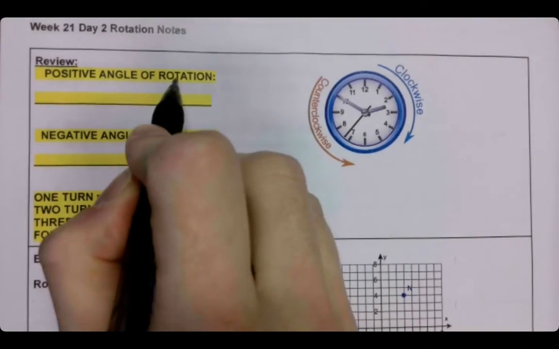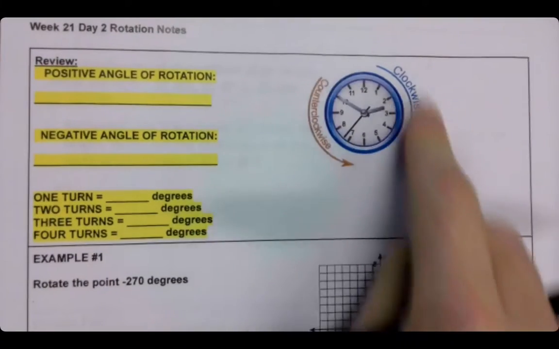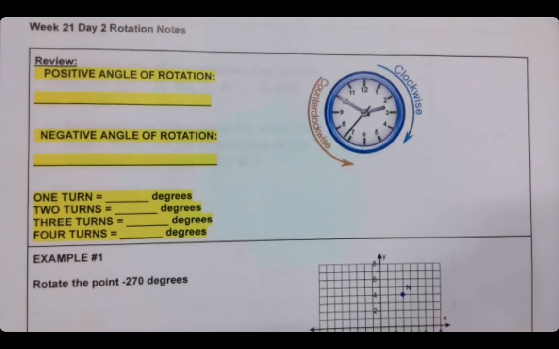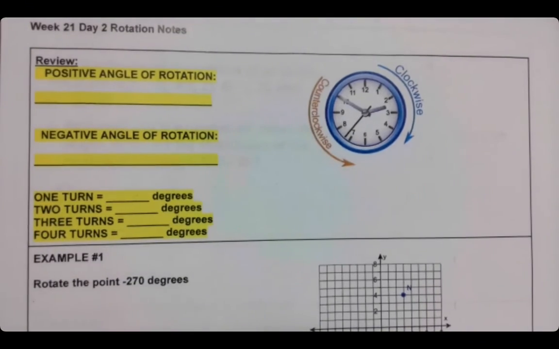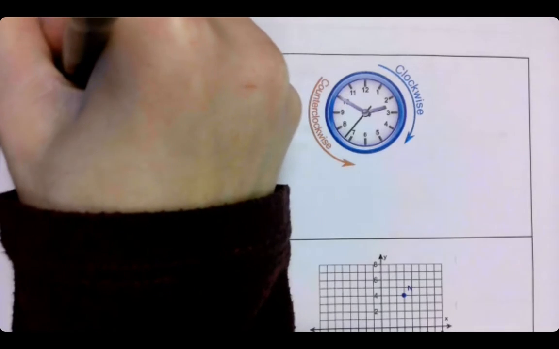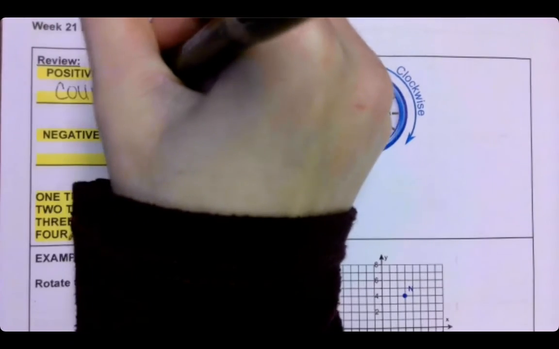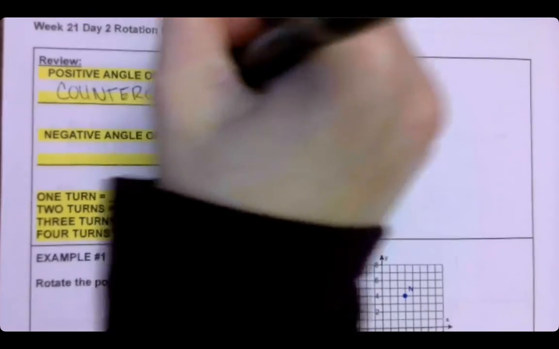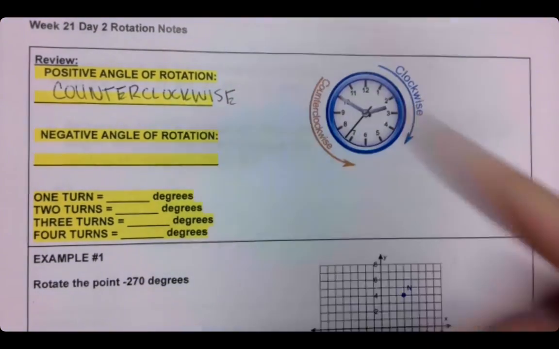So a positive angle of rotation, did that move clockwise or counterclockwise? Look back at your notes. If you don't remember, that's okay. It should have been counterclockwise. Counterclockwise. So remember, that is going this way.